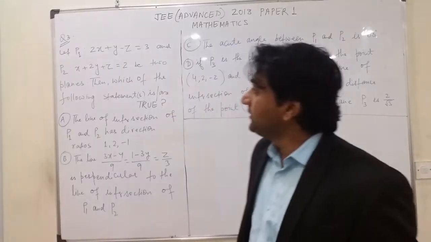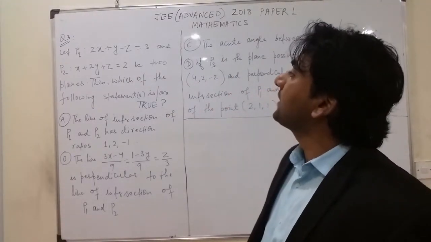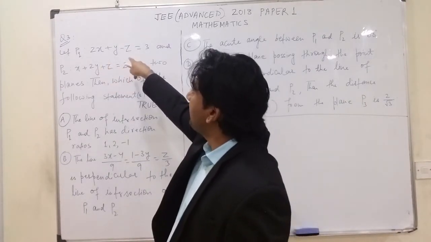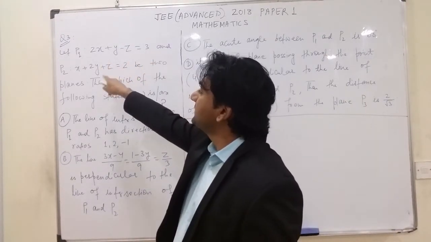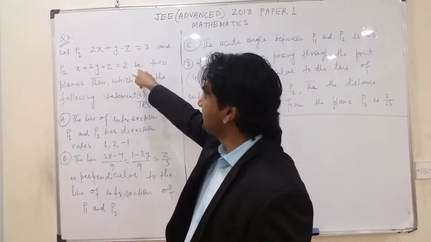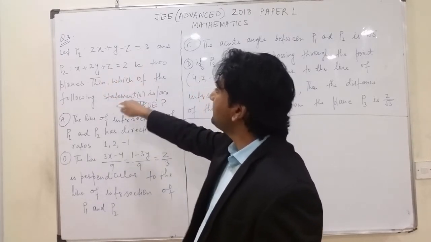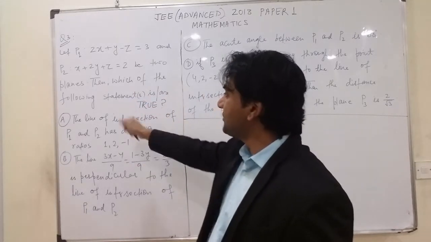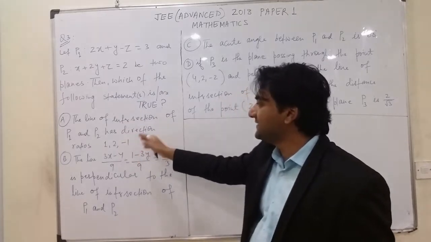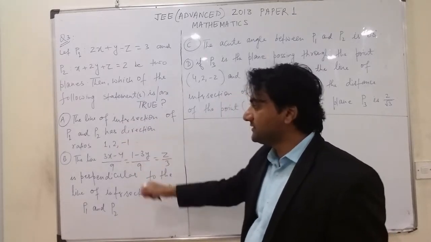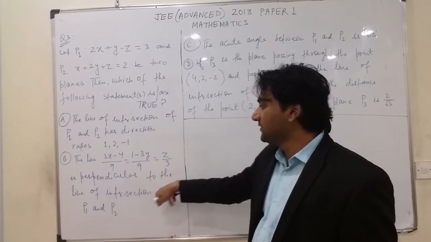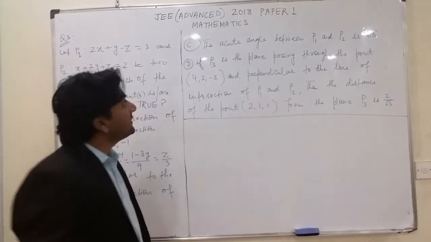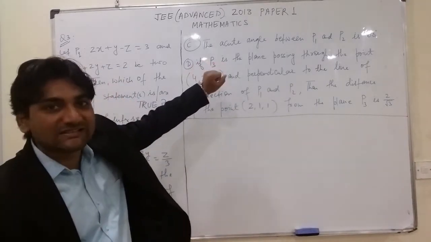So now we are going to discuss question number 3. Let P1, this is the first plane, 2x plus y minus z equals 3, and second plane P2, x plus 2y plus z equals 2. Which of the following statements is or are true? First option, the line of intersection of P1 and P2 has direction ratios 1, 2, minus 1. And option B, this line is perpendicular to the line of the intersection of planes P1 and P2. And option C, the acute angle between P1 and P2 is 60 degrees.